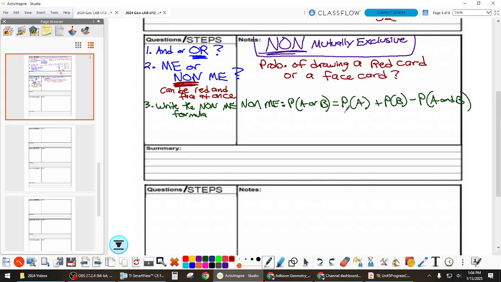Alright, so in this case, let's make sure we're clear. Probability of A is red. Probability of B, in fact, let's just write it out this way: probability of red plus probability of face minus probability of red face. That's what this means, because we can't double count the red face cards.